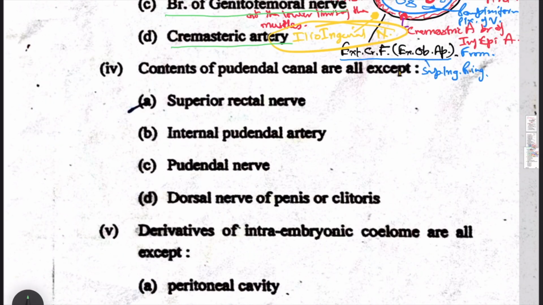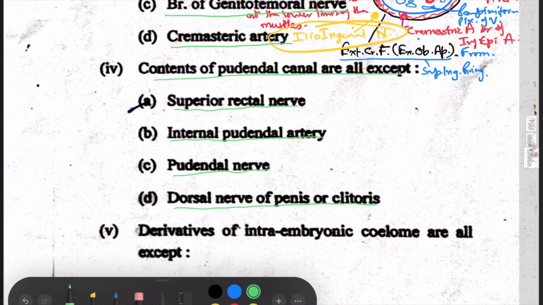Okay. Question number 4: contents of the pudendal canal are all except superior rectal nerve, internal pudendal artery, pudendal nerve, dorsal nerve of penis. So you need to know where exactly the pudendal canal is.